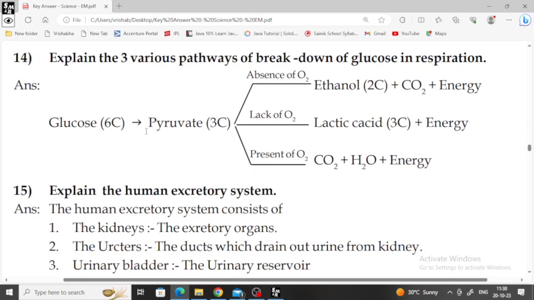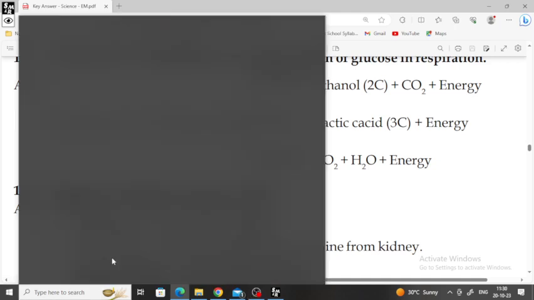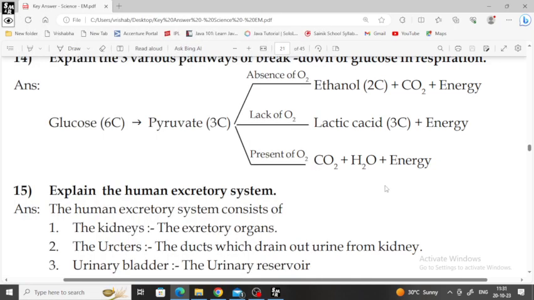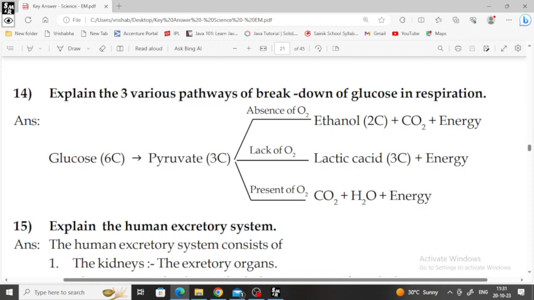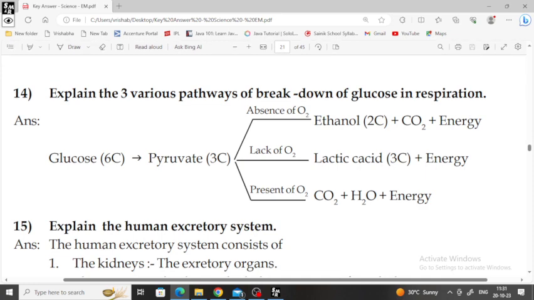Explain the three various pathways of the breakdown of glucose in respiration.